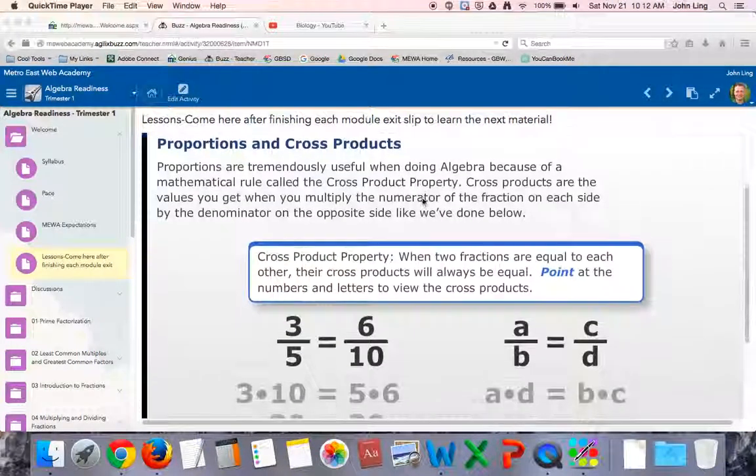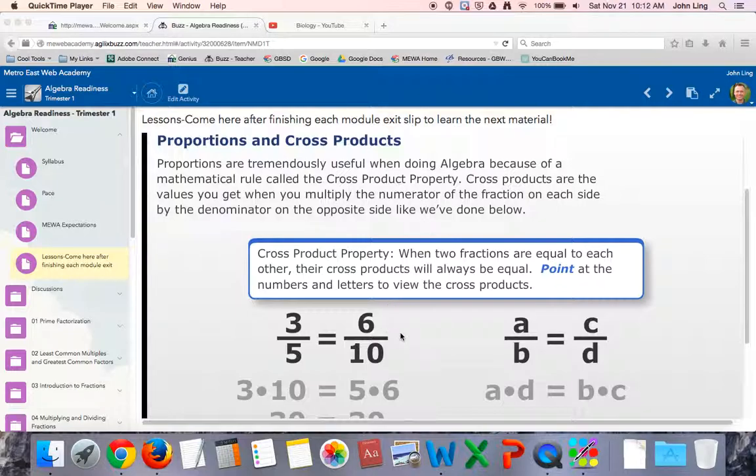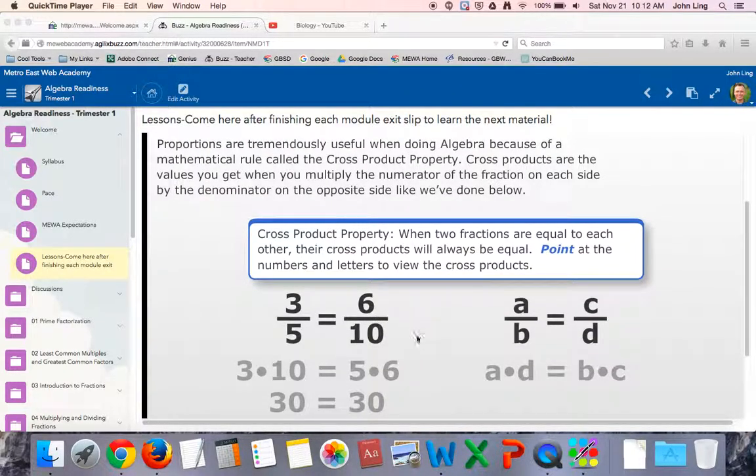So cross products, this is just saying that when you've got two fractions that are equal, that are equivalent fractions, meaning they are basically the same number, but they might be represented differently. So that's these two here, 3/5 and 6/10. Those are proportional. You can figure that out by seeing that you can multiply 3 times 2 to get 6, and you can also multiply 5 times 2 to get 10.